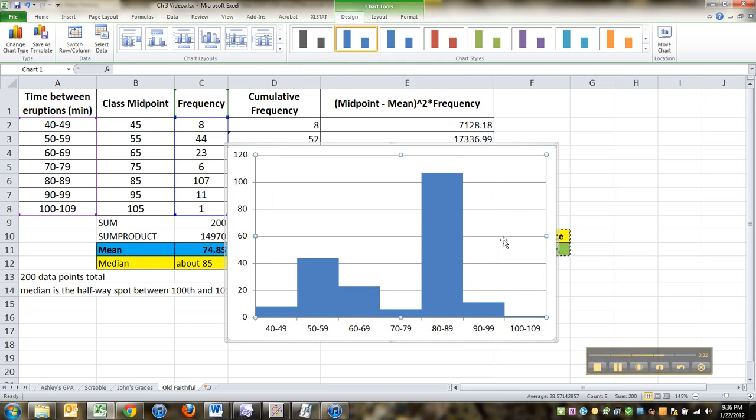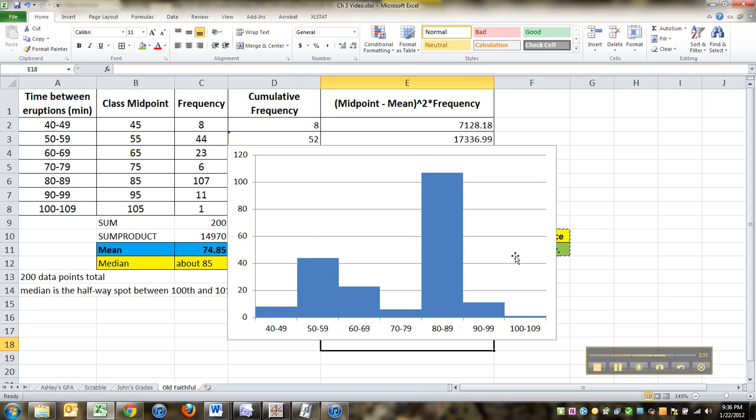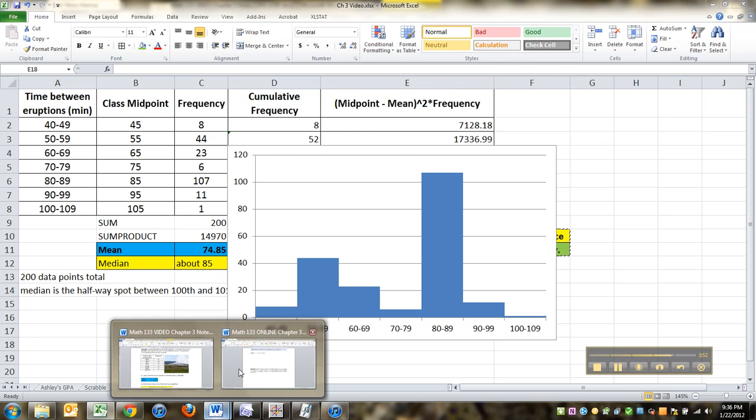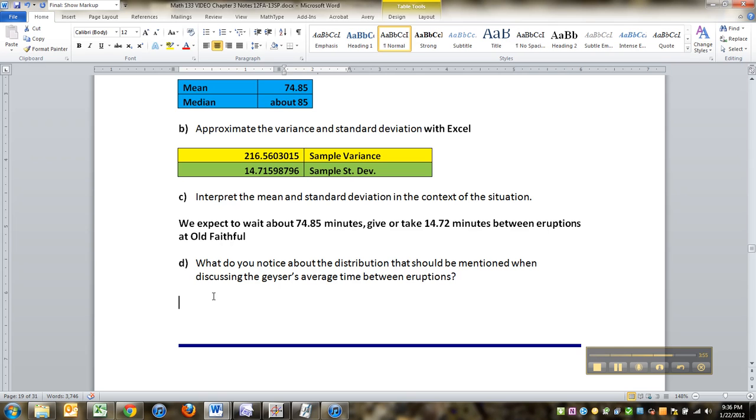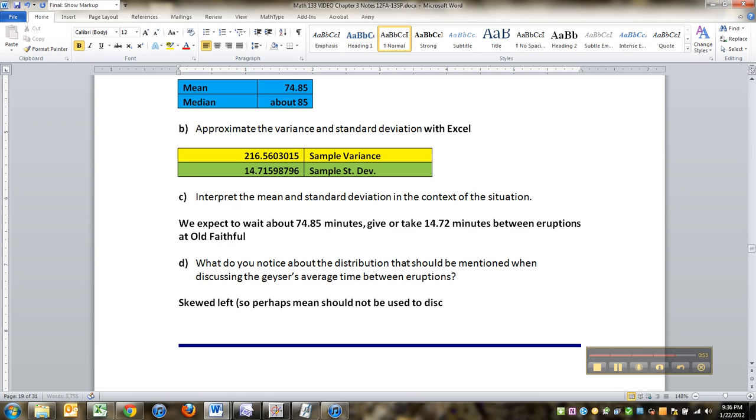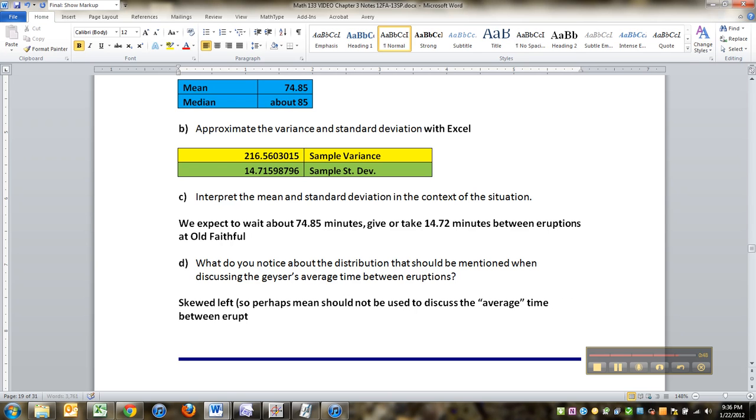There we go. All right, so this distribution is skewed left a bit because it's got kind of a tail over here. It's also kind of bimodal. It's got a peak here at the low end and then another peak up here. Right, see that? Got a hump and then another hump. Most of them are between 80 to 89, but it's definitely skewed left, which brings into question the whole using the mean in the first place. So it's skewed left. So perhaps mean should not be used to discuss the average time between eruptions.